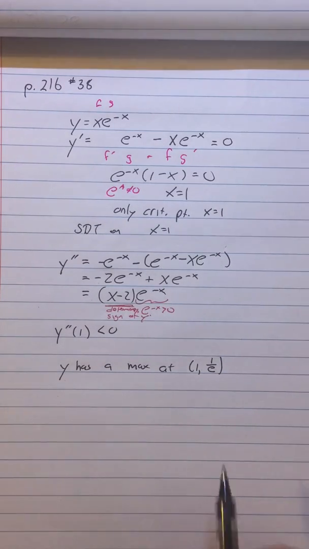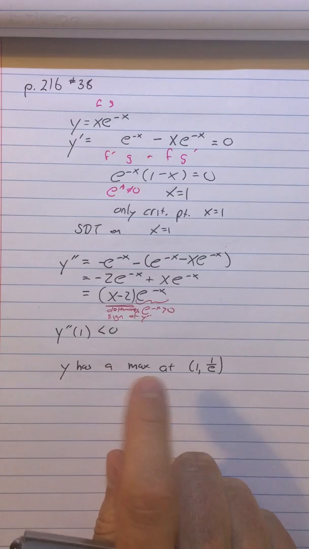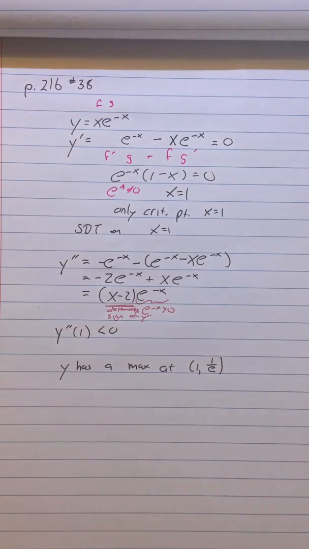Now, here's what else I know. By the way, I've answered the question. I'm done. But here's what else I know. This is the only critical point. It's a max. Therefore, the max is absolute, and the function decreases everywhere else.